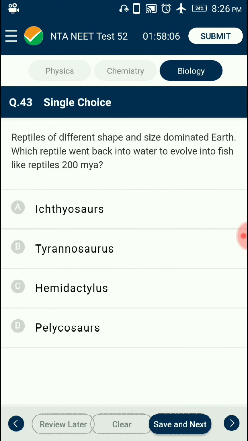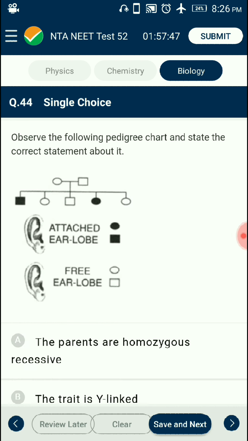Ichthyosaurus is a fish-like reptile that evolved from land reptiles which went back into water. Tyrannosaurus is the biggest dinosaur, a land reptile about 20 feet in height. So the answer for this question is option A, Ichthyosaurus. Question number 44. Observe the following pedigree chart and state the correct statement about it.